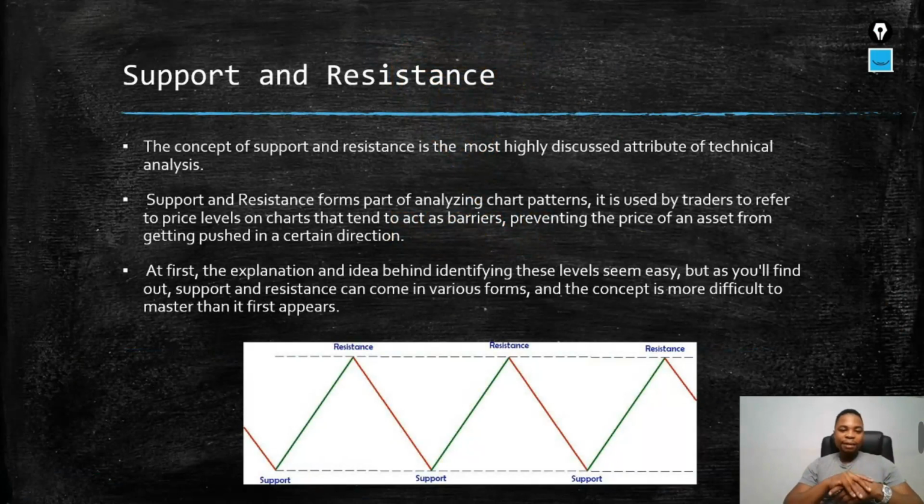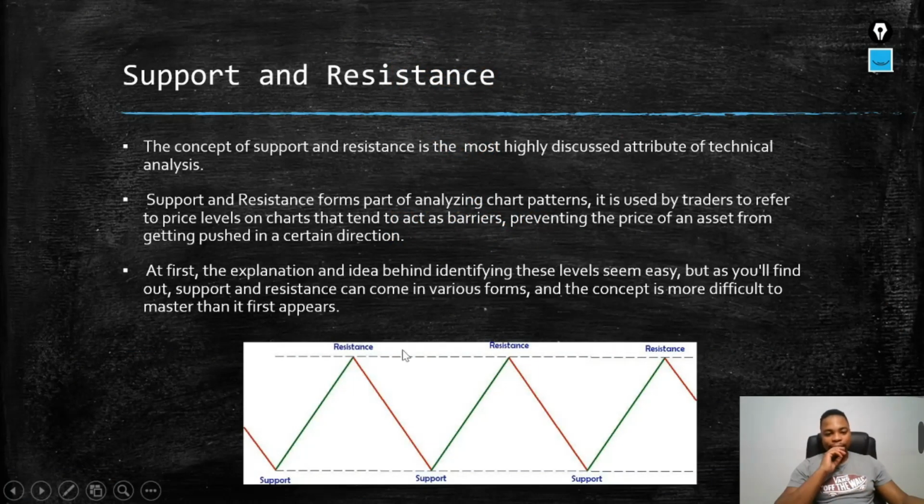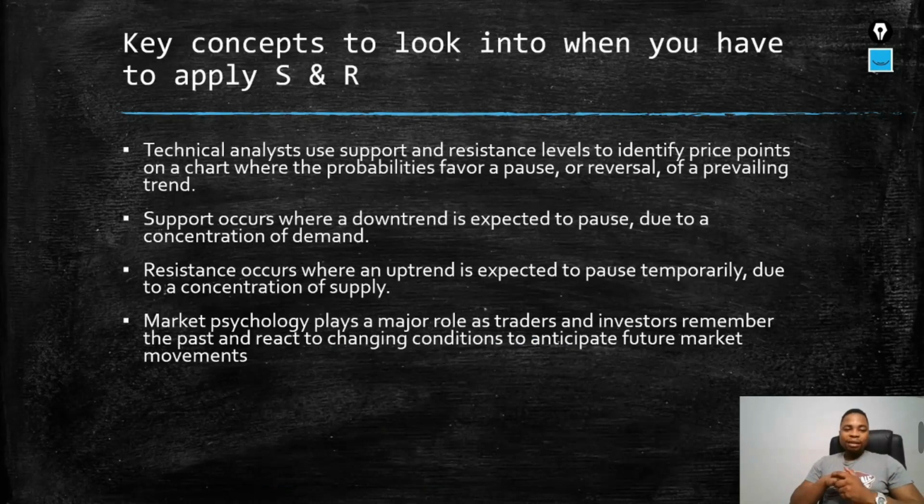At first, the explanation of the idea behind identifying these levels seems very easy, but as you find out, support and resistance can come in various forms, and the concept becomes more difficult to master than it first appears. As you will see from the picture, we have our resistance at the highest part and our support at the lowest part. I'll then move to another slide, and we're going to have demonstrations as well, so that you can master the concept thereof. These are the key concepts that you must take into consideration when you apply S&R.